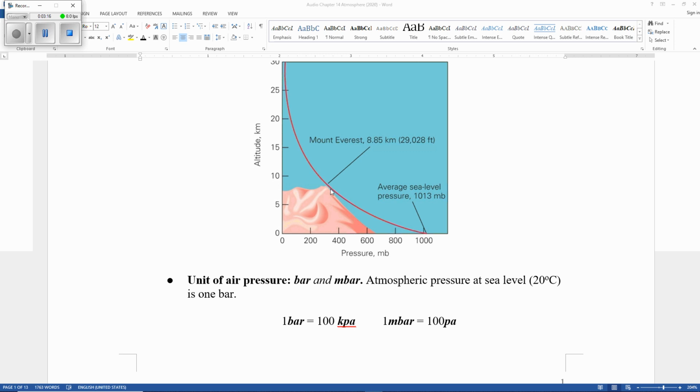Here is the highest mountain on Earth, about 9 kilometers or 6 miles. At the top of this mountain, the pressure decreases to about 1/3. So that's 1,000, and this is a little over 300. So pressure decreases.